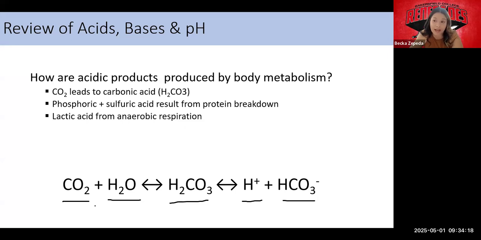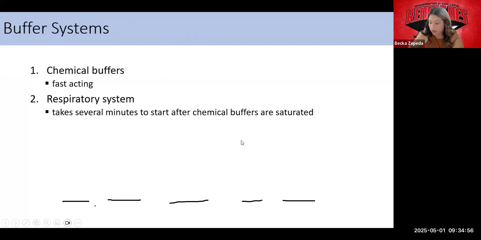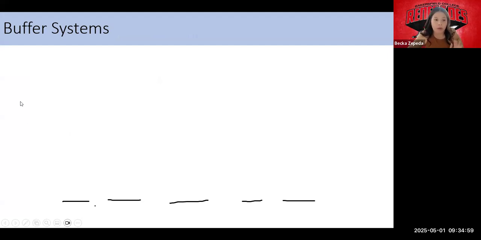And this is a point in the class where I would ask how many ATP are produced in anaerobic respiration. And you would tell me that it's 2 ATP per glucose. And then fatty acids from breakdown, as well as ketone bodies that are produced when glucose cannot enter the cell in adequate amounts and alternate fuels or fats are burned. This is something you learn in nutrition: if we don't have enough glucose available, acetyl-CoA cannot move on to the citric acid cycle or Krebs cycle. And so those get converted into ketone bodies, which are acids, which can make the body acidic if done over the long term.